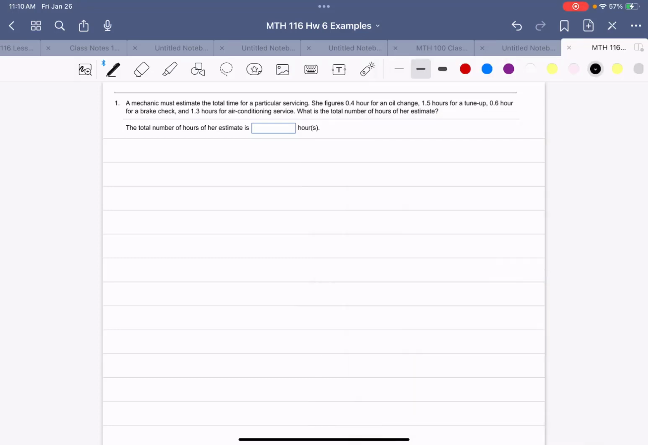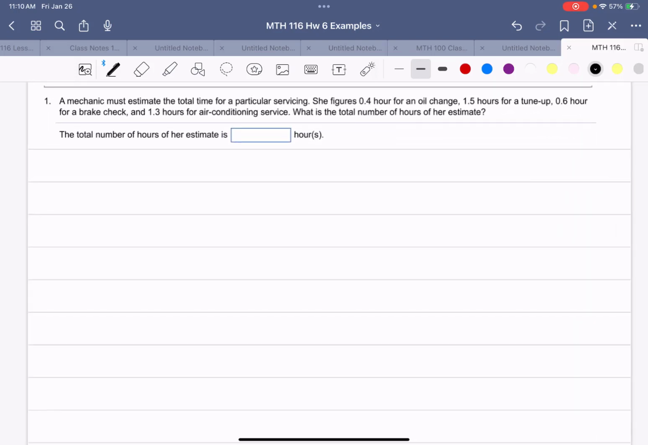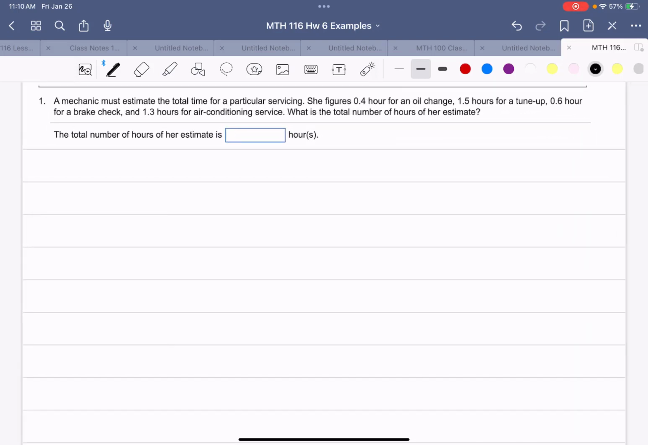Example 1. A mechanic must estimate the total time for a particular servicing. She figures 0.4 hour for an oil change, 1.5 hours for a tune-up, 0.6 hour for a brake check, and 1.3 hours for air conditioning service. What is the total number of hours of her estimate?